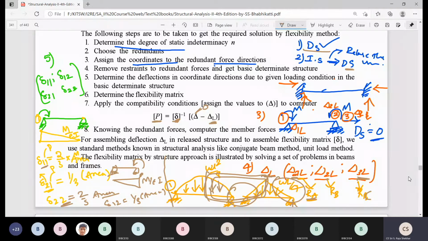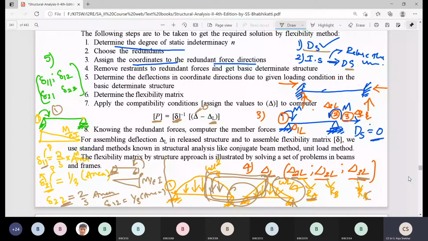After calculation of this deformation due to loading, we need to calculate the flexibility matrix. So how to calculate the flexibility matrix? For the calculation of the flexibility matrix, we need to apply a unit force in coordinate direction 1. Because of this application of unit force, we need to draw the bending moment diagram. So this is the bending moment diagram.